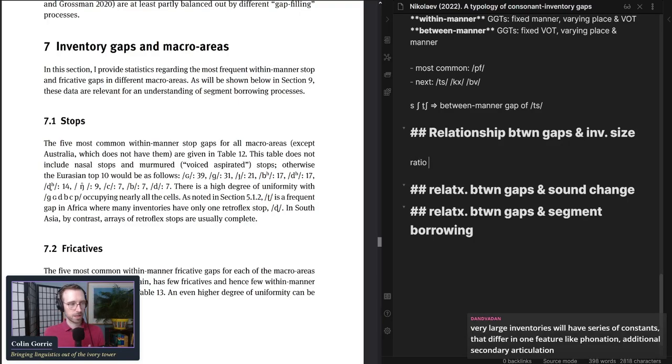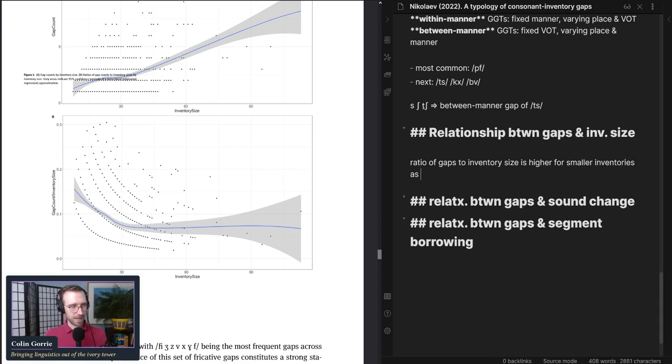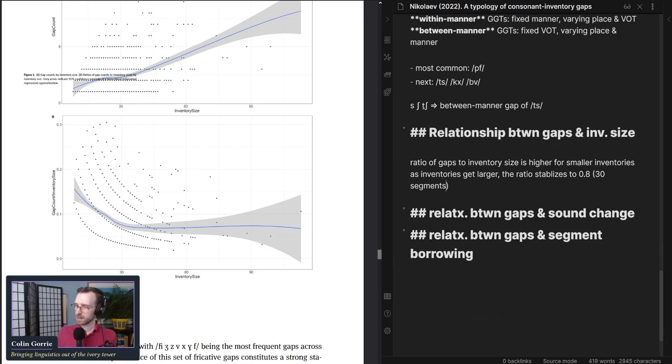All right, so the ratio of gaps to inventory size is higher for smaller inventories. As inventories get larger, the ratio stabilizes to about 0.8. This happens at around 30 segments. Cool. Okay, and I'm going to place the stress on this, but the paper is saying that very large inventories will have a series of consonants that differ in one feature, such as phonation or secondary articulation. The conclusion isn't that unintuitive.